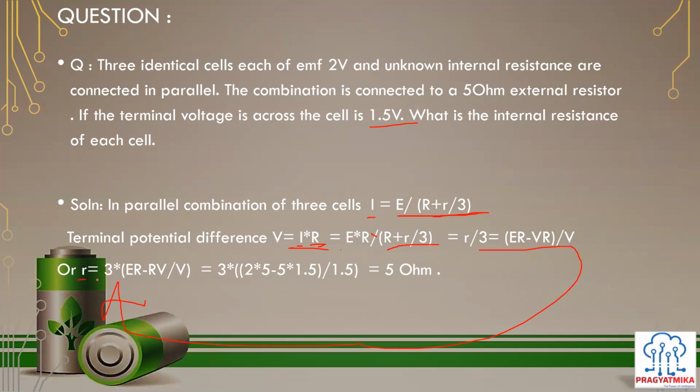This r is our internal resistance value. If we put E as 2 volt, V as 1.5 volt, and R as 5 ohms, then VR is 5 into 1.5, and in the same way ER is 2 into 5. After solving, 5 ohm is the internal resistance. That's what we get for the cell.